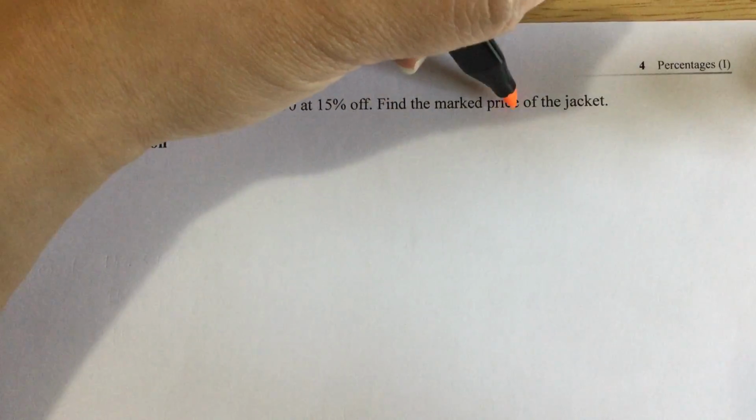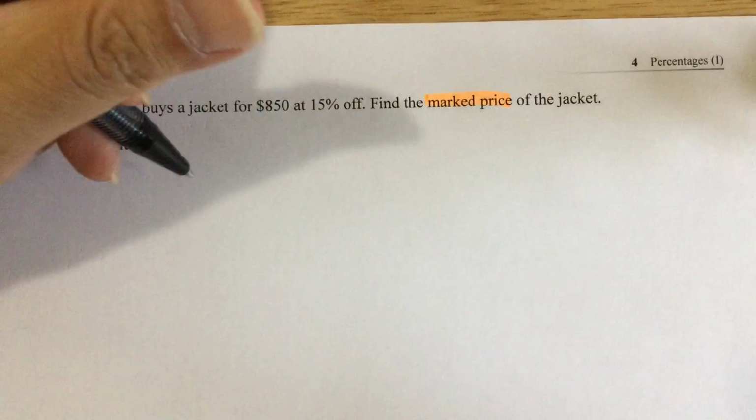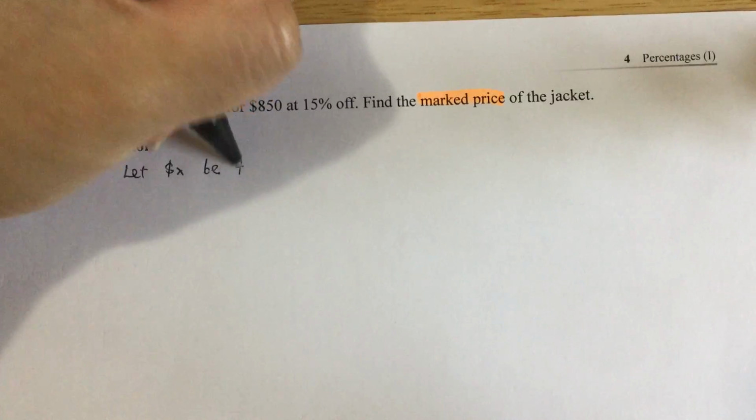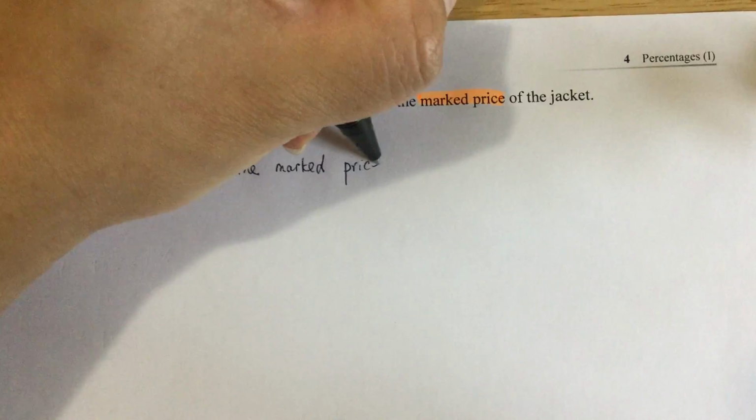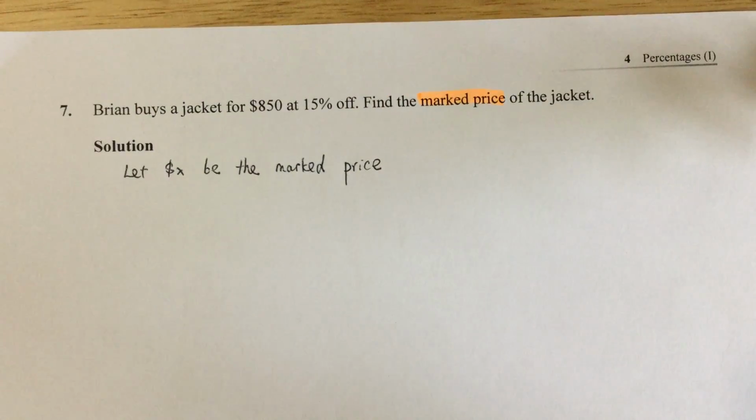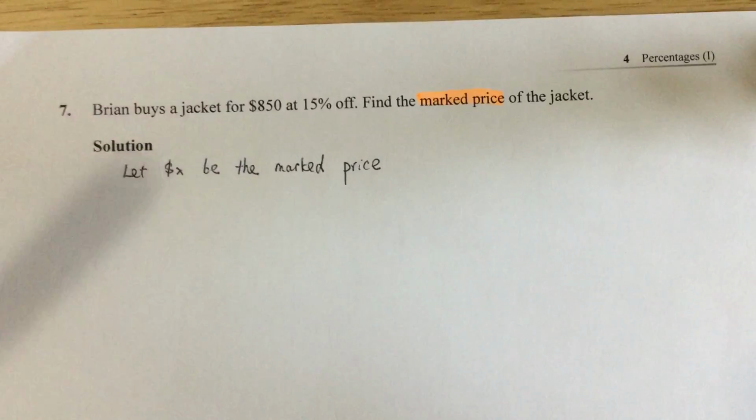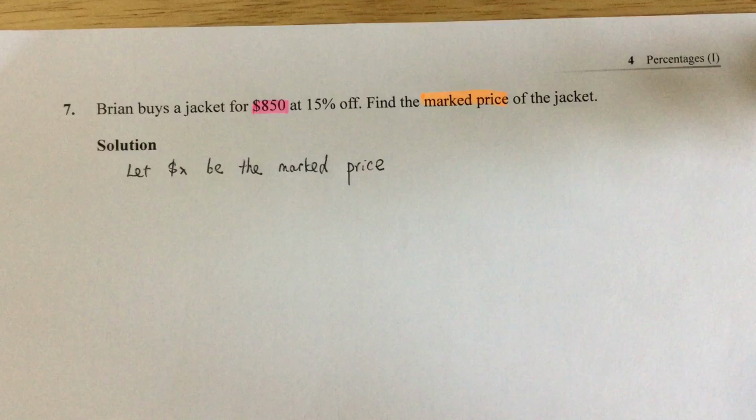Every time you find the denominator, you must let the unknown be x. So you're going to find the mark price, so obviously you must let x be the mark price. Every time we have something in the denominator, we have to let x. Then, Brian buys a jacket for $850. Brian is the customer, so he buys it. So $850 is the selling price.